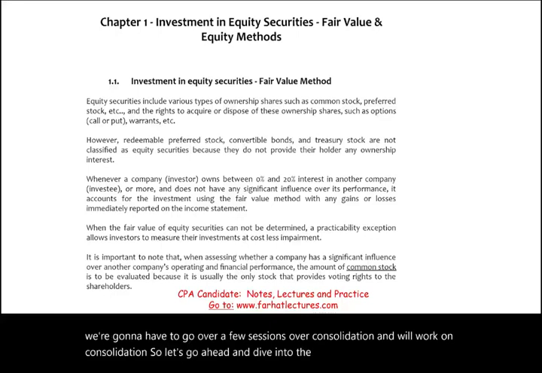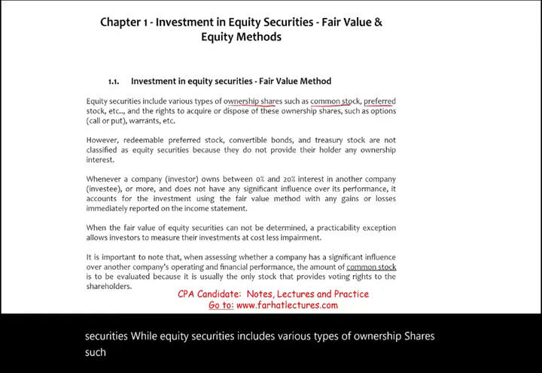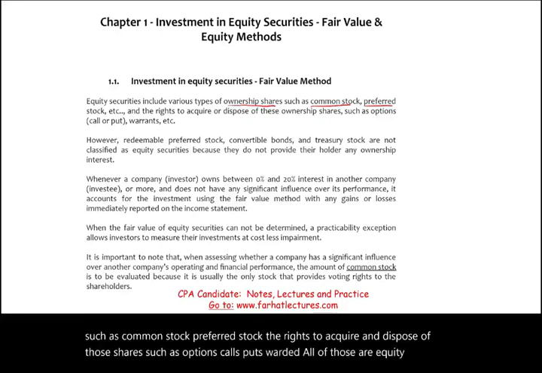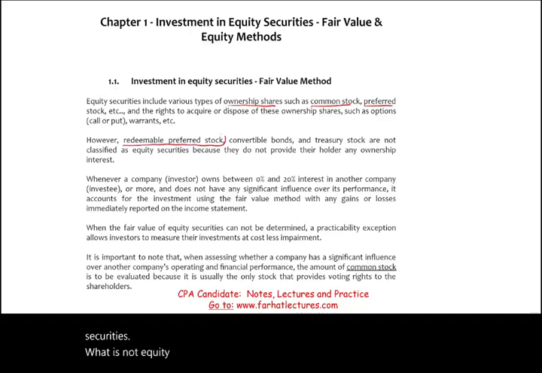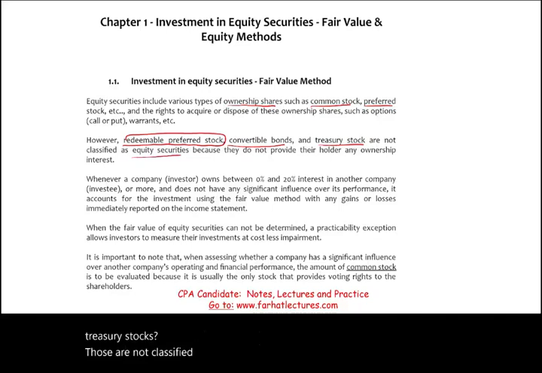Now, what are equity securities? Well, equity securities include various types of ownership shares, such as common stock, preferred stock, and the rights to acquire and dispose of those shares, such as options, calls, puts, and warrants. All of those are equity securities. What is not equity securities? Redeemable preferred stock, convertible bonds, and treasury stock. Those are not classified as equity securities because they don't provide you with any ownership interests.